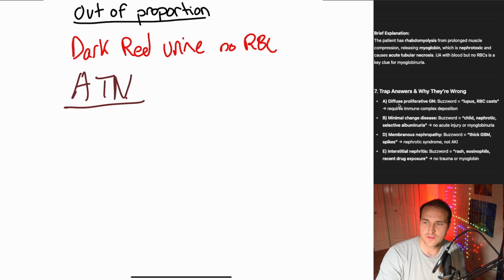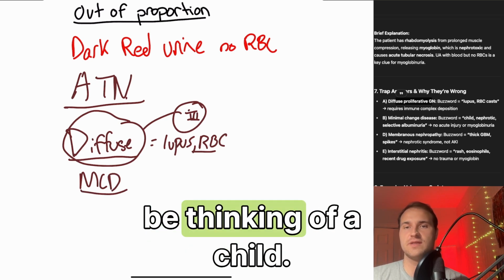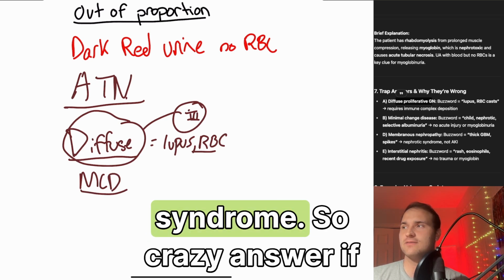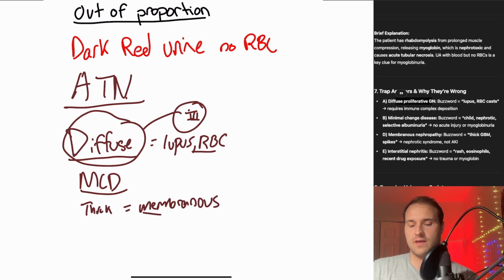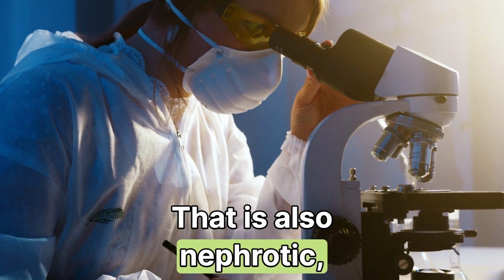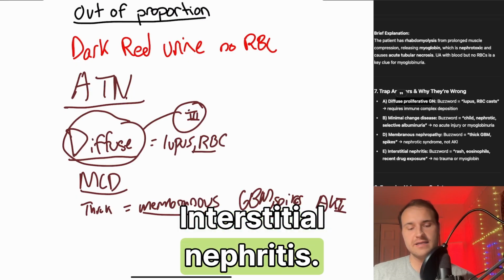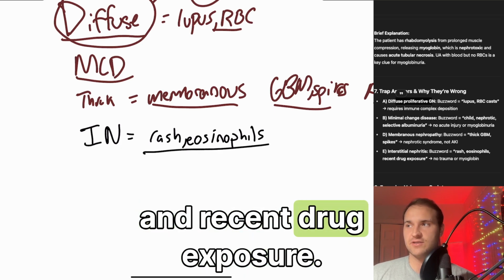All right, trap answers, why they're wrong. Diffuse proliferative glomerulonephritis. So diffuse proliferative, that's when you have an immune complex type 3 deposition there. Minimal change disease, you should always be thinking of a child. This is also nephrotic syndrome, so crazy answer if you chose that. Then there's the thick basement membrane, so that's membranous nephropathy. You've got the spikes. That is also nephrotic, not AKI. Interstitial nephritis, so with interstitial nephritis, you see that rash, the eosinophils, and recent drug exposure.